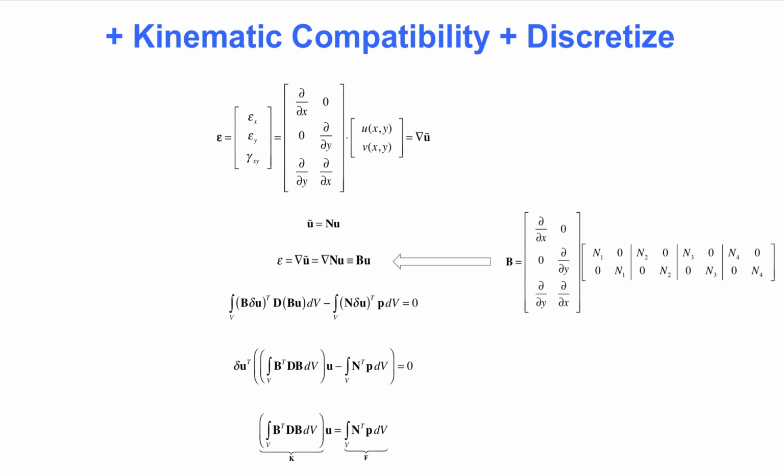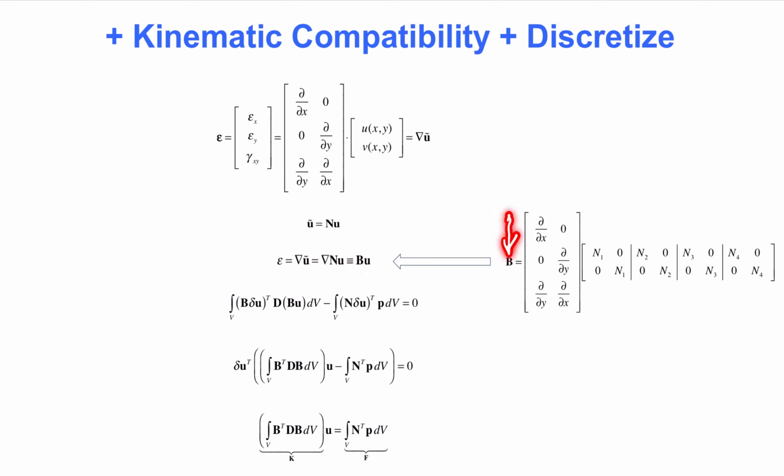We now substitute the shape function discretization into the kinematic compatibility equation. At the top of the slide, that equation said that strains are equal to nabla times u tilde. It now says that the strains are equal to nabla times the N matrix times the u vector of degrees of freedom. Importantly, we denote the product of the nabla matrix and the N matrix by the symbol B, which is shown on the right-hand side.